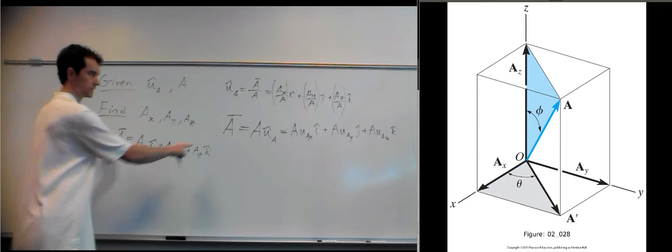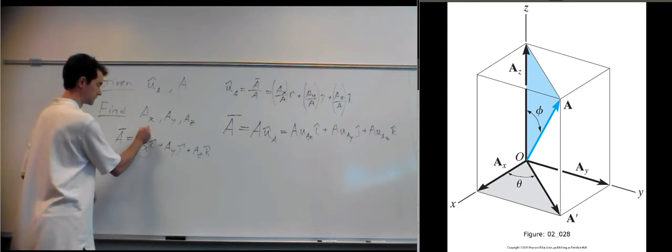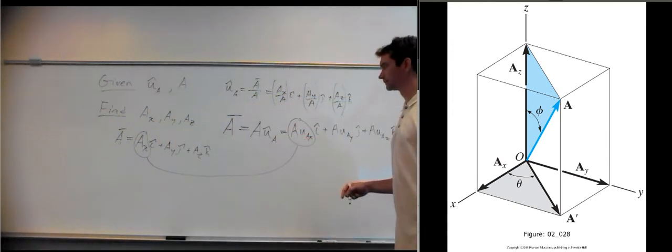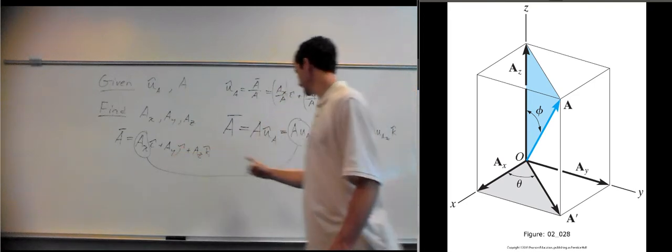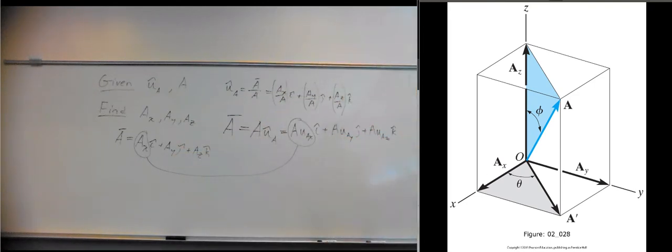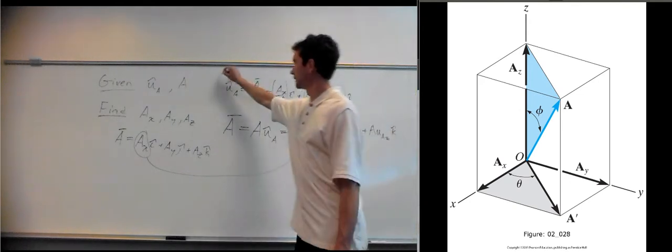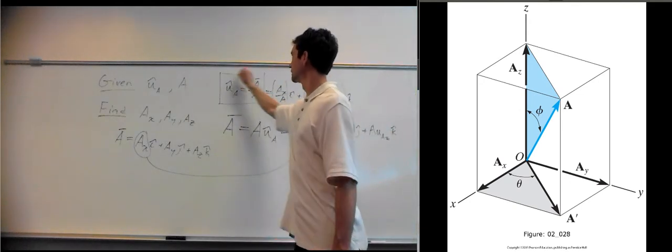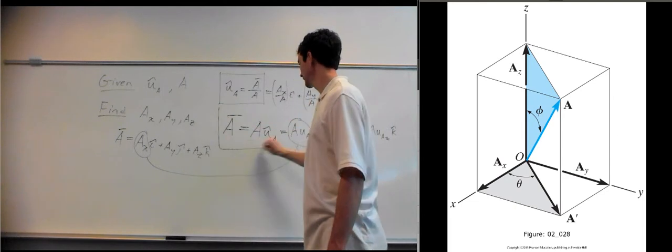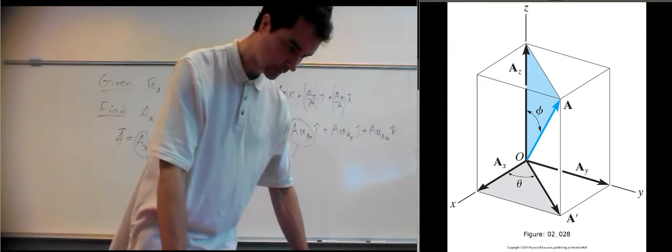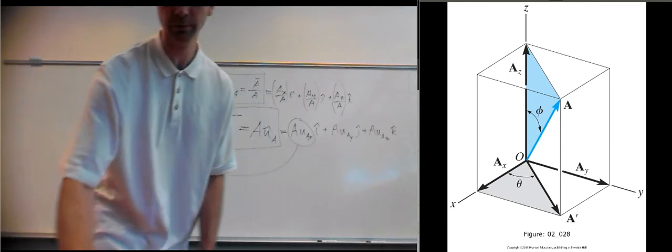So here we have two different definitions of the vector A. AX times I is equal to the magnitude A times UAX. And the same thing, AY is equal to magnitude A times UAY. So we simply use this definition here, the vector A is the magnitude of A times the direction vector, u sub A. And we'll do an example problem.